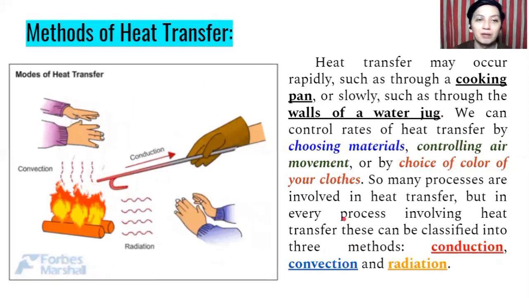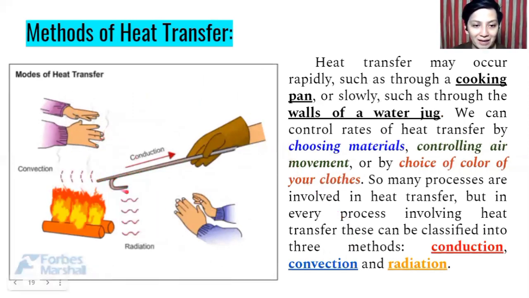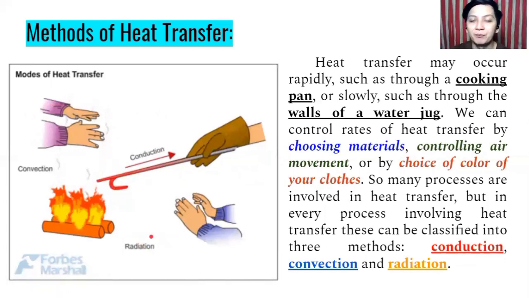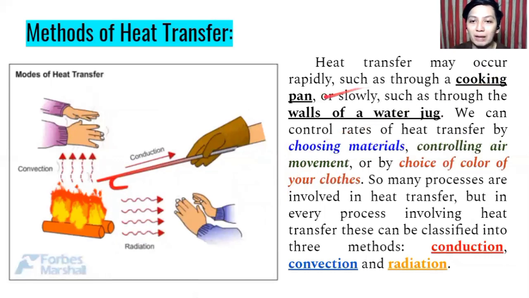And now these are the methods of heat transfer. So we have here conduction, convection, and then radiation. This is the best example where you can showcase the three methods or modes of heat transfer. So heat transfer may occur rapidly, such as through a cooking pan, so kung kayo nagluluto, or slowly, such as through the walls of a water jug.